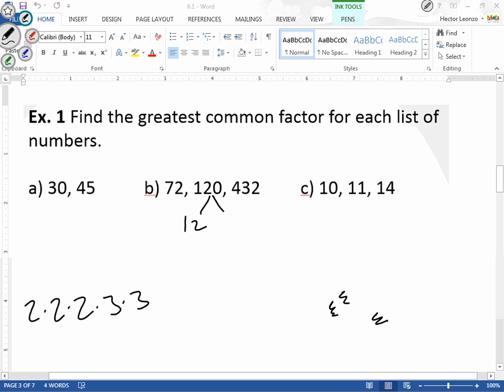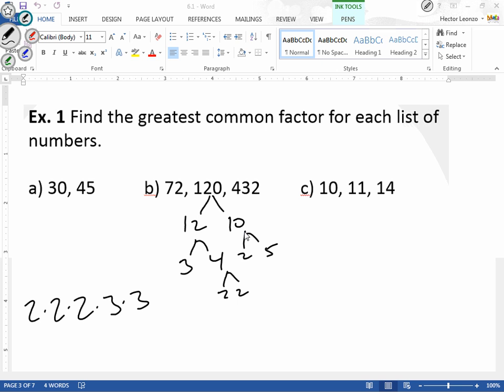Okay, so I came back. So once again, 120, I'm going to break it as 12 times 10. My 12, I'm going to break it as 3 times 4. And my 4, I'm going to break it as 2 times 2. My 10, I'm going to break it as 2 times 5.